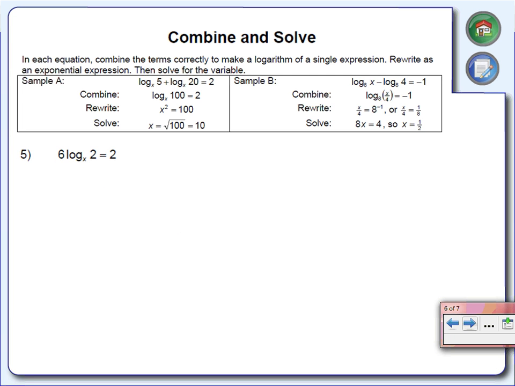All right, next one. Number 5. We've got 6 times log base x of 2 is equal to 2. So this one's kind of like that number 3 that we saw earlier. So let's first rewrite it.